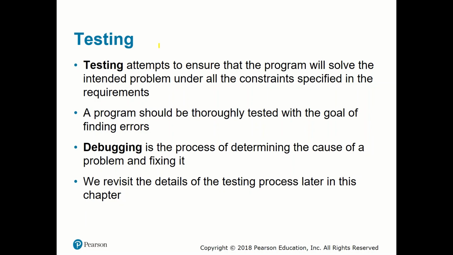This is the last step, the last activity. Once you finish your implementation, you need to test, right? Testing attempts to ensure that the program will solve the intended problem under all the constraints specified in the requirements. Okay, so a program should be thoroughly tested. This is very important. Thoroughly tested with the goal of finding errors. Okay, so at first you need to find compile errors. Testing means that after you find the compile errors and fix them, then you will test that your code works correctly. That is the testing.